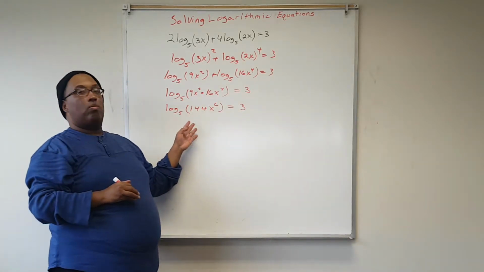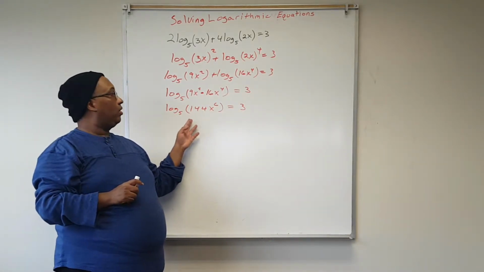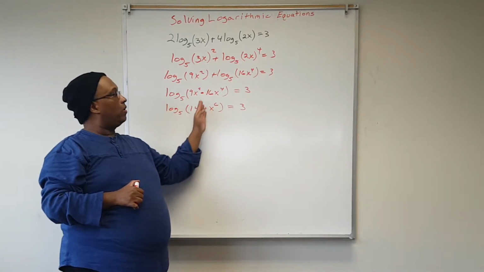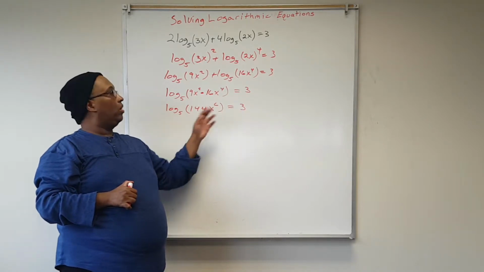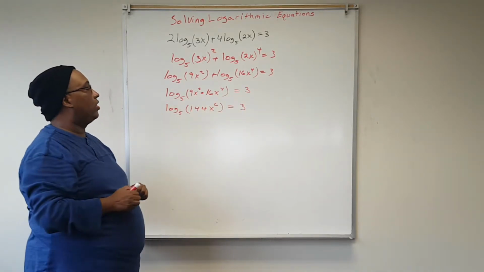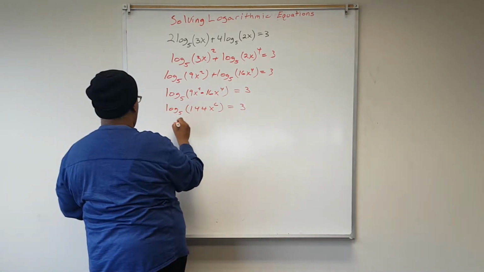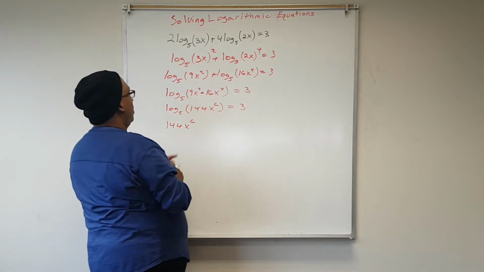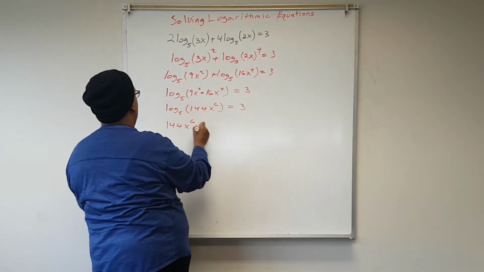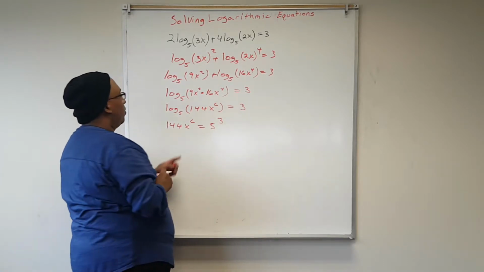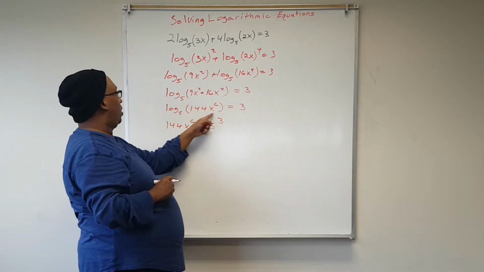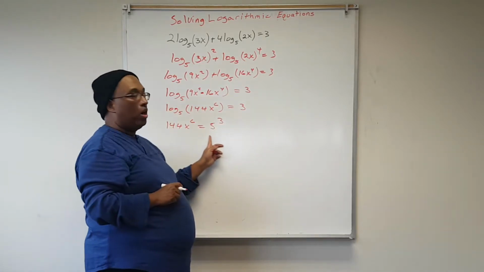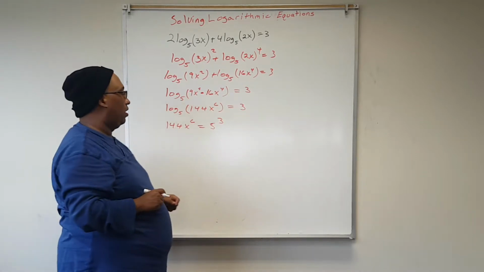Another way of rewriting this now, to solve this, we have to say this is log base 5, so 5 to what power gives us 3. So another way of doing this is saying 144x to the 6 equals 5 cubed. So we're saying 5 to the 3rd power equals what? This is changing from a logarithmic equation to a regular equation without logarithms.